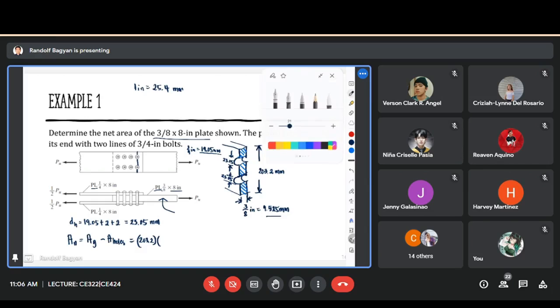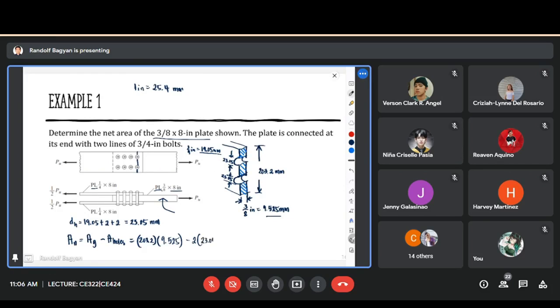I hope nabasa nyo na mabuti yung sulat ko. Mukhang hindi. Masyado yata makapal yung ballpen ko. Multiplied by 9.525. Okay, minus area ng butas, dalawang 23.05 multiplied by 9.525 mm. Okay? Yan. So please give me the answer, Mr. Aquino, Raven. Ano ang ating net area? Please calculate.